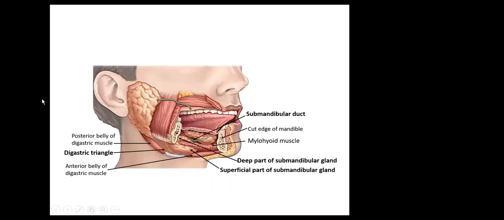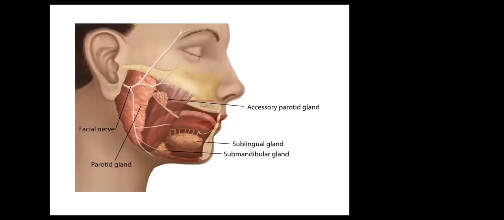This is the parotid duct, which crosses over the masseter muscle and then pierces the buccinator muscle and opens opposite the second upper molar tooth. And this is the accessory parotid gland, which opens along the parotid duct.